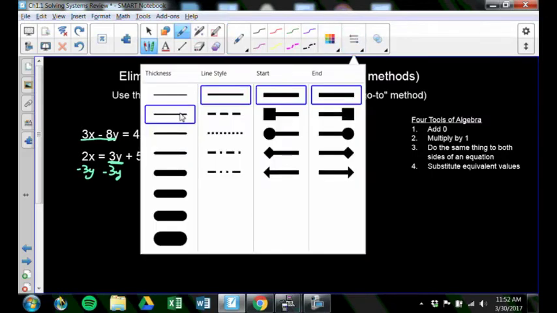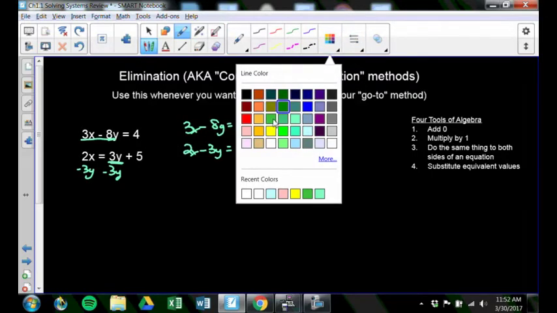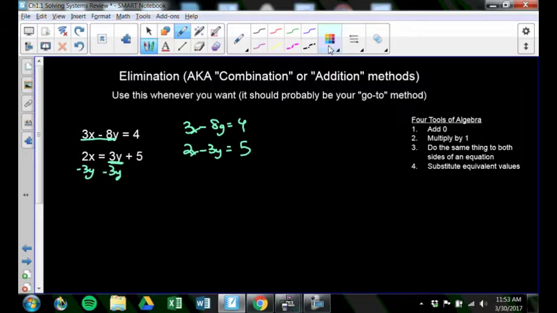And what I use is one of my tools of algebra. Over here I've listed the 4 tools of algebra. And this isn't everything we do in algebra, but they're the 4 most common ways to manipulate equations or expressions. You can add 0, multiply by 1, do the same thing to both sides of an equation, or substitute equivalent values. We did this in substitution. I'm going to do this here. I can multiply either side of the equation by whatever I want.